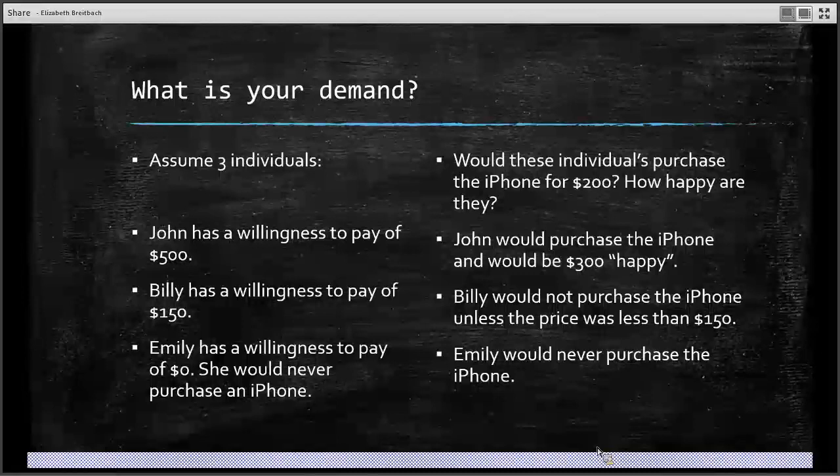Again, remember, we're talking about willingness and ability. So John has the willingness, he has the ability, he is the one that gets the iPhone. Billy doesn't have either the willingness or ability to pay that $200, so he's not in the market. And Emily just has no preference to ever purchase the iPhone, so she's not in the market.